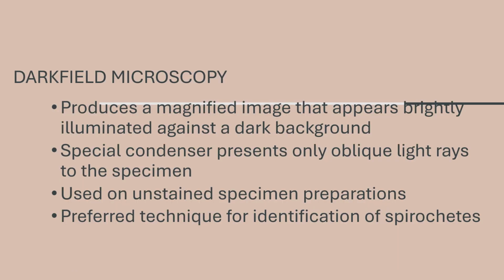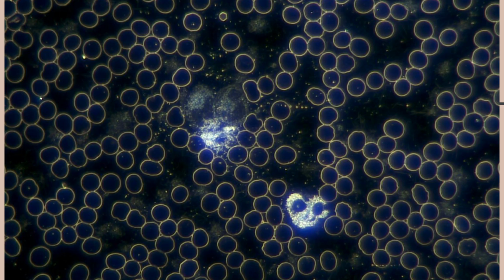And then finally, your dark field microscopy. It produces a magnified image that appears brightly illuminated against a dark background. A special condenser presents only oblique light rays to your sample. This one is used on unstained specimen preparations, and it is the preferred technique for identification of spirochetes or Treponema pallidum. That is an image obtained from a dark field microscope.